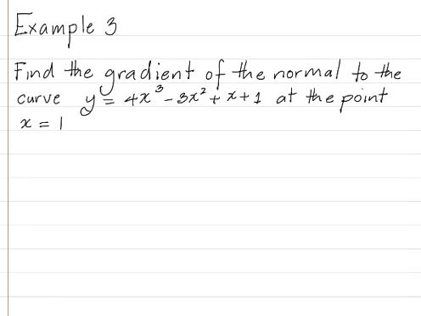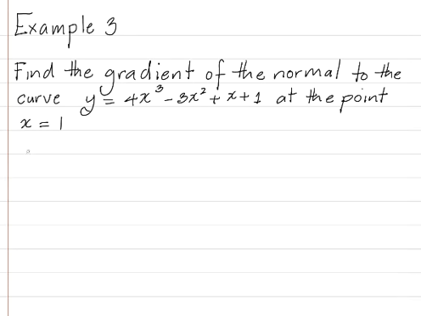Example 3. Example 3 says find the gradient of the normal to the curve. And all that you remember is that the normal is at right angles to the tangent. Alright? So I can find dy by dx, which gives me the gradient of the curve. Now the gradient of the curve is equal to the gradient of the tangent. And the normal is at right angles to the tangent.